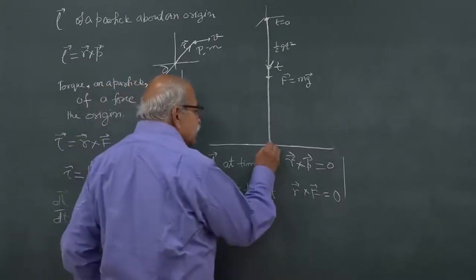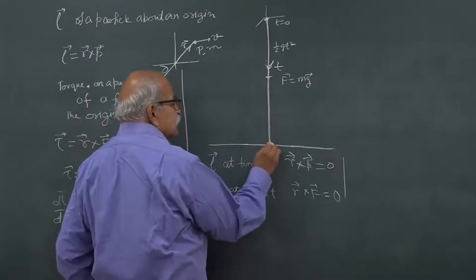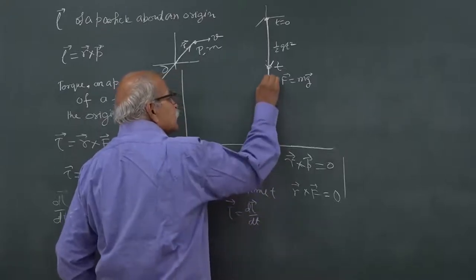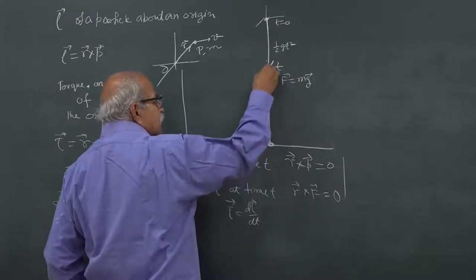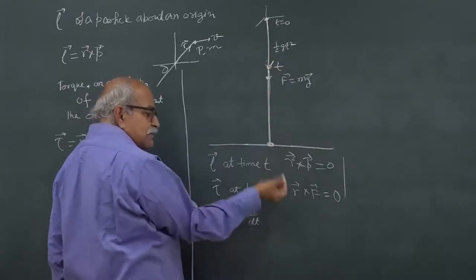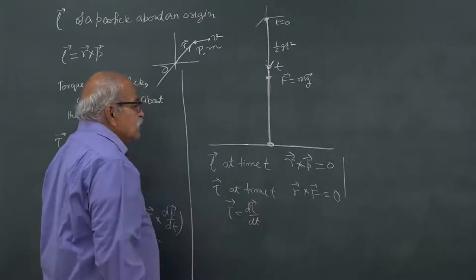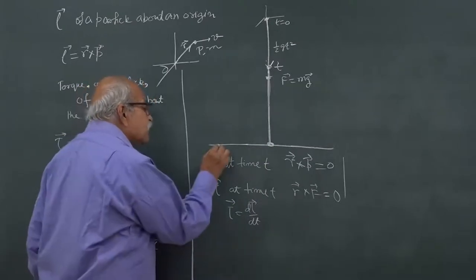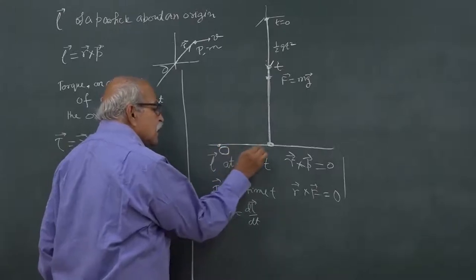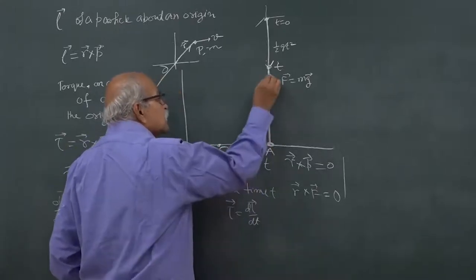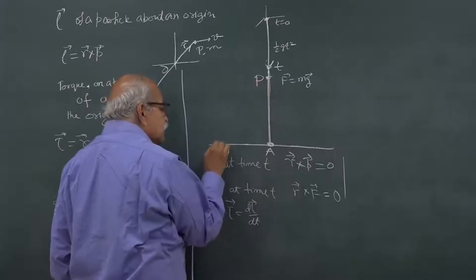If you take your origin here, same story, same story. This is r vector, and this is f vector and this is p vector. So, same story. What if I take the origin somewhere here? Let us say this is a point O and this is point A and this is point P and my origin is here.